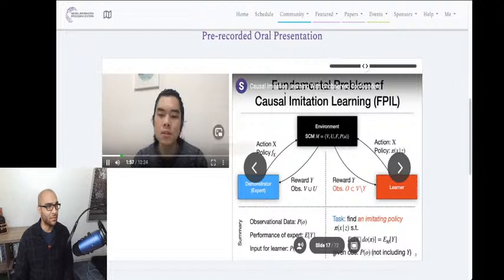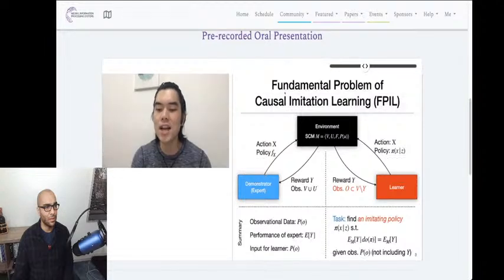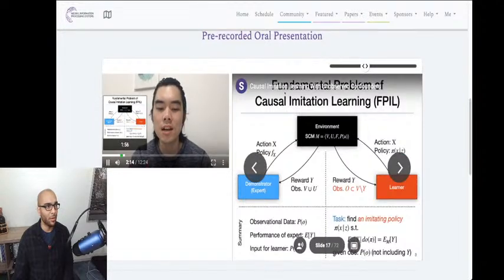The goal of the learner is to find the imitating policy pi from the observational distribution P of O such that its performance, the learner's performance, expected value of Y given do pi, is equal to the expert's performance, expected value of Y. I gotta go back.